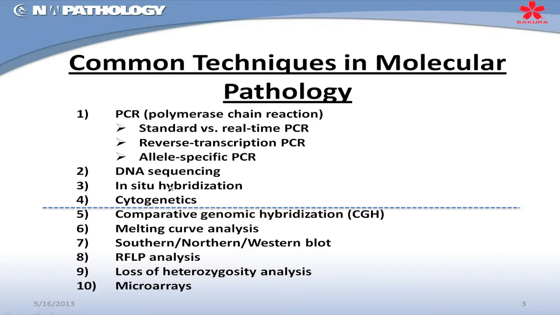DNA sequencing is another common technique in molecular pathology, along with in situ hybridization, as well as an older method, cytogenetics. These other ones are also useful but not quite as commonplace, and we won't describe them, but it's worth having heard about them: comparative genomic hybridization, melting curve analysis, the older techniques of Southern, Northern, and Western blotting, RFLP, or restriction fragment length polymorphism analysis, loss of heterozygosity analysis, and microarrays. These are all very useful, but a little too detailed for today's discussion.